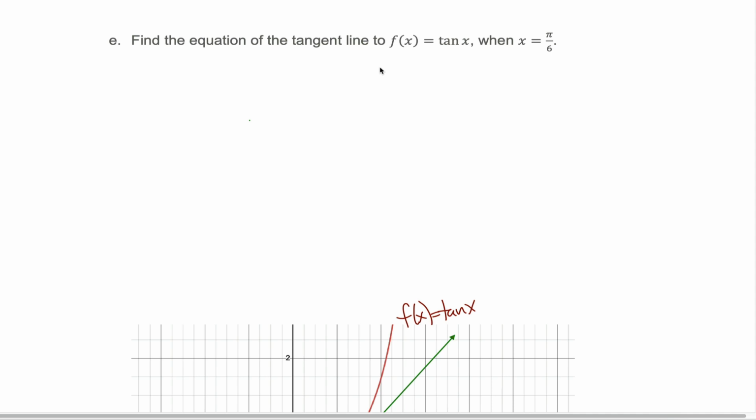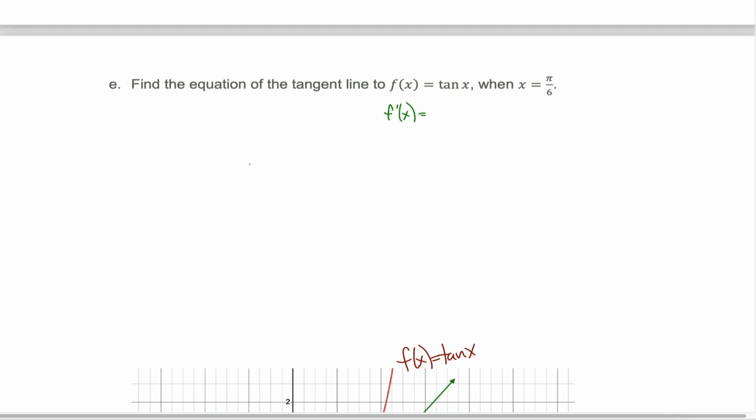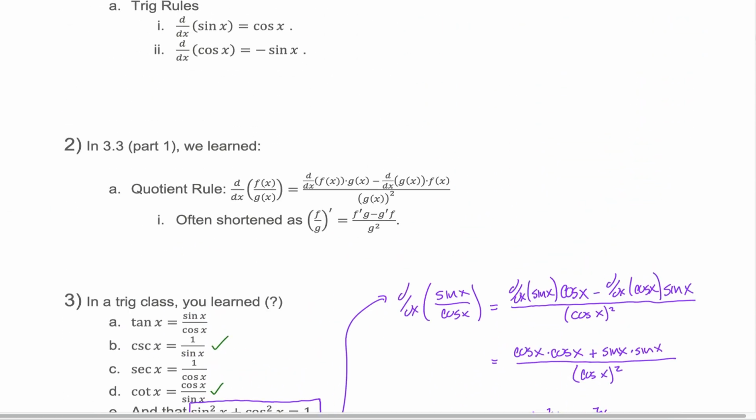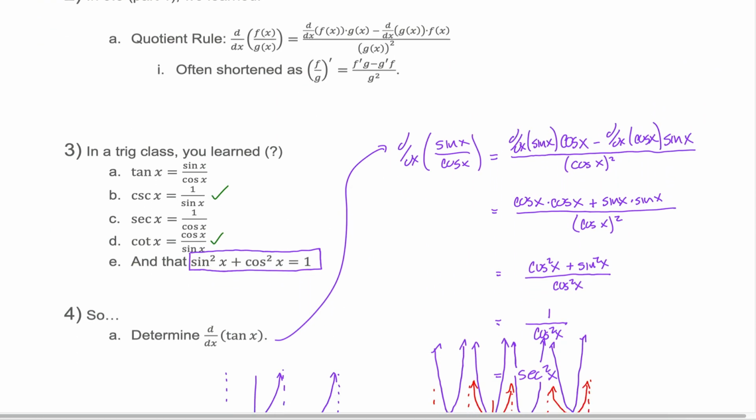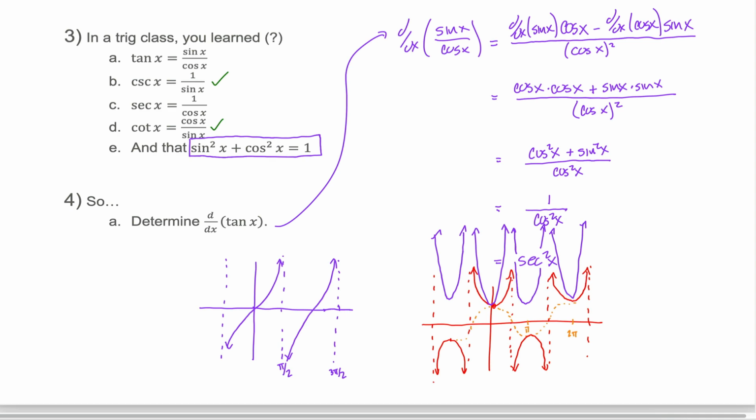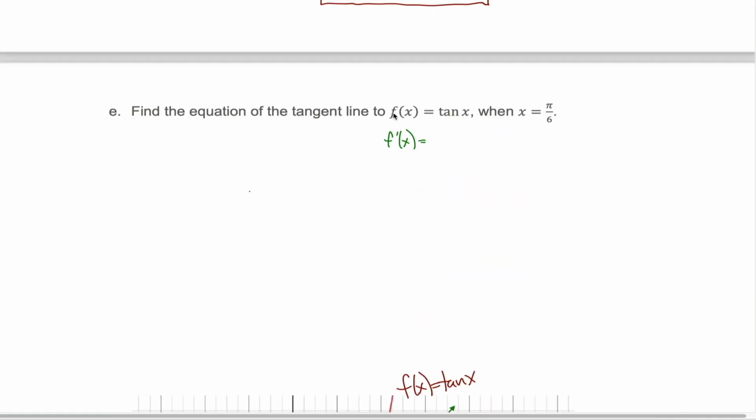So I've got f of x equals tangent of x. My first step is let's figure out f prime of x. f prime of x, fortunately, is pretty straightforward. I mean, you could figure it out by changing tangent into sine over cosine and do the big long derivation, or maybe I should say medium long derivation that we did in the first video here. Or you could just have memorized that the derivative of tangent is secant squared. So if f of x equals tangent of x, f prime of x equals secant squared x.